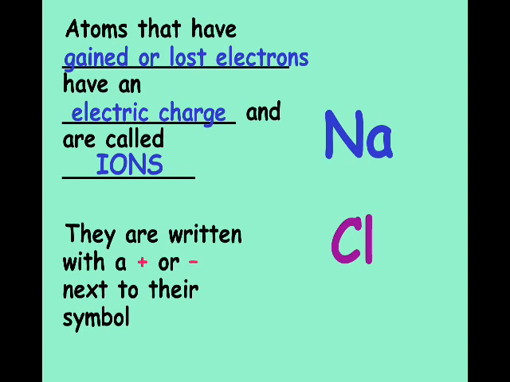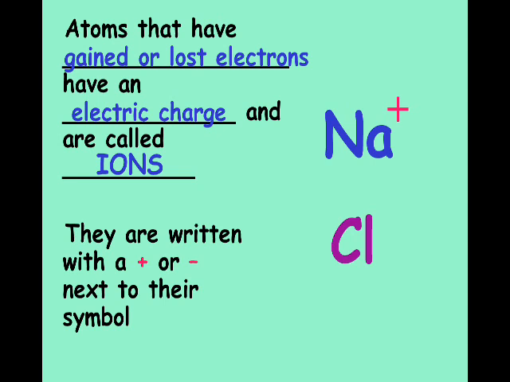So for example, sodium is an atom that often loses electrons. We don't usually see sodium just by itself as an atom. It usually exists as an ion, especially in your body. And so when I write the word or the symbol for sodium, I always put a little plus next to it, and that tells me that it's an ion, not a sodium atom.